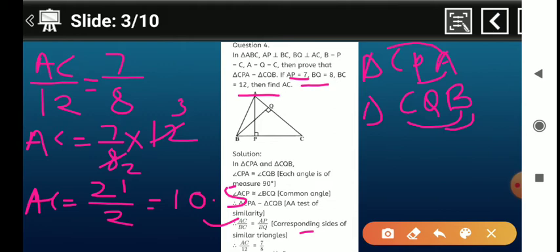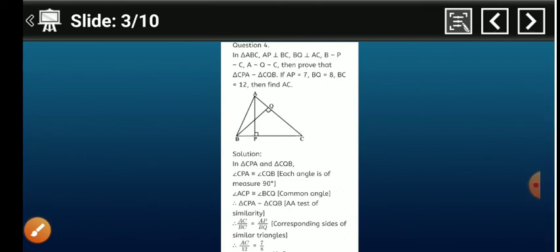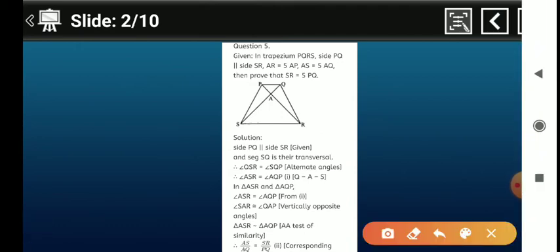Okay, so this is question number 4. Then the next question, question number 5. Given in trapezium PQRS, side PQ is parallel to side SR. AR is equal to 5 times AP. AS is equal to 5 times AQ. Then prove that SR is equal to 5 PQ.